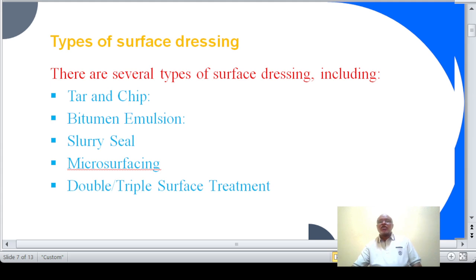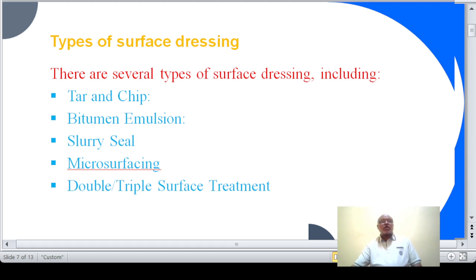The other one is double or triple surface treatment. This technique involves applying multiple layers of bitumen emulsion and aggregate to the road surface to improve durability and skid resistance. These are just a few examples of the types of surface dressing techniques used in road construction and maintenance. Each method has its own advantages and is chosen based on the specific needs of the road surface being treated.